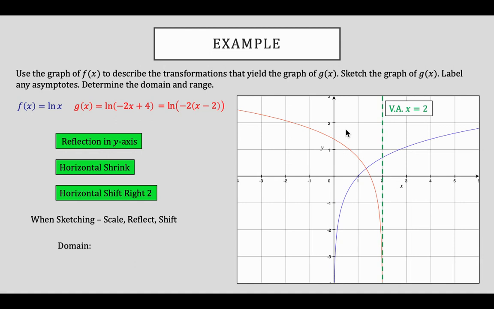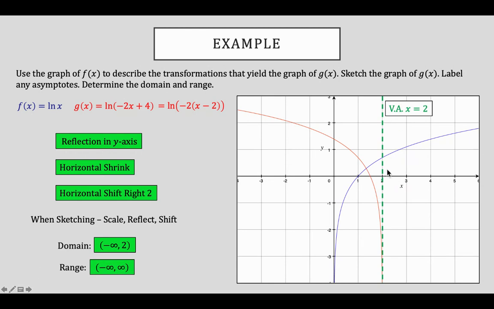Now, what about our domain? Well, because we reflected this graph in the y-axis, our domain is going to change, right? Our domain is going to be values of x from negative infinity to 2. And our range, as we said, for every single logarithmic function, no matter how you transform it, what you do to it, the range is always going to be all real numbers.